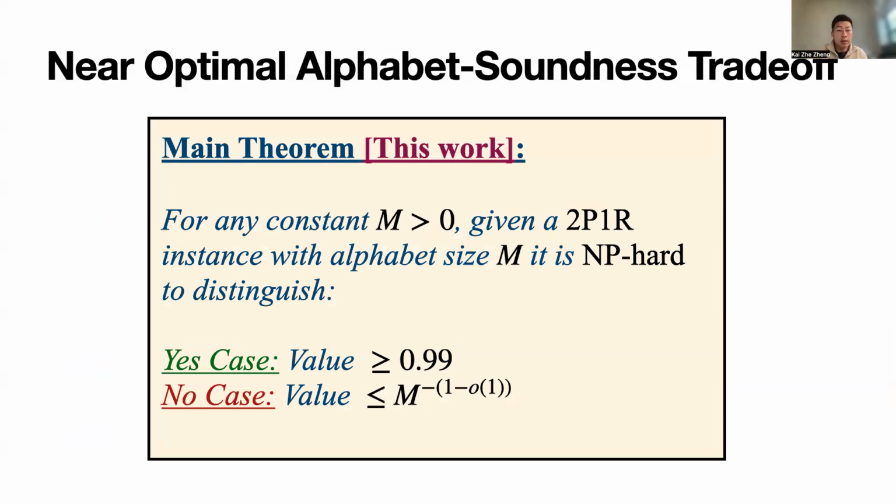So we've been talking a lot about this alphabet soundness trade-off and trying to really optimize it. And one reason for this, which was hinted at, is that a better trade-off leads to better hardness of approximation results. So let's see some of these applications, and let's see this main theorem in action.